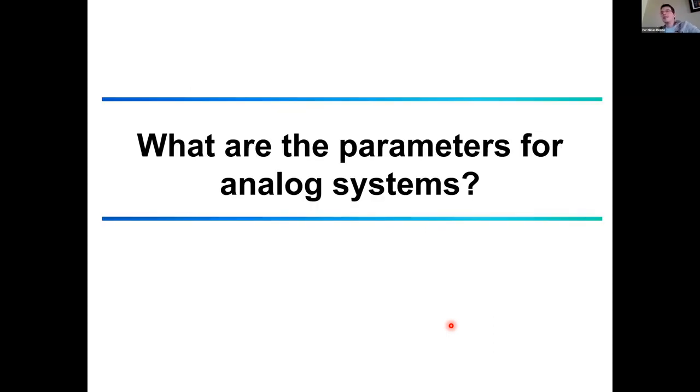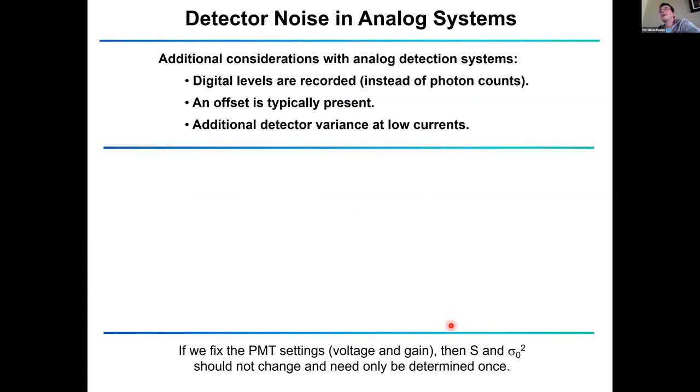Okay, you already have seen that it works nicely with a true photon counting system. But what if you have an analog system? There are a few more additional considerations with an analog detection system that you have to take into account. And one is that you don't record photon counts in the end, but digital levels. So there is a conversion factor. Maybe one photon detected will give you 3 counts in your image. So there's this conversion factor from photon counts to digital levels.